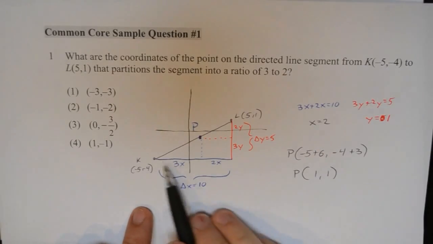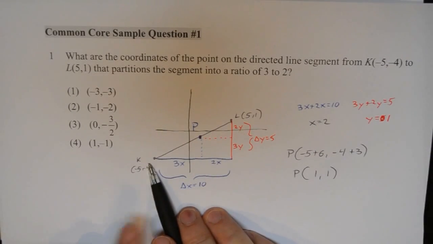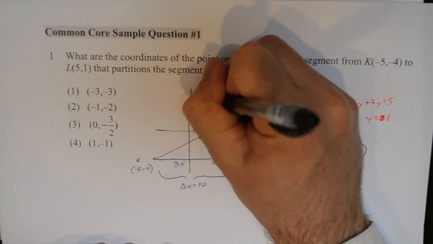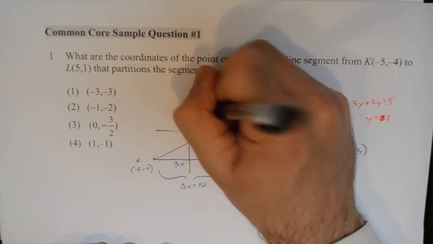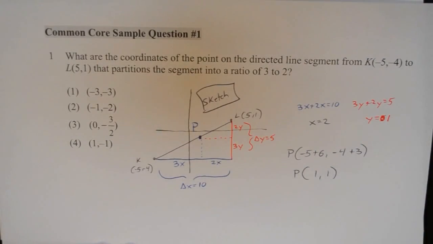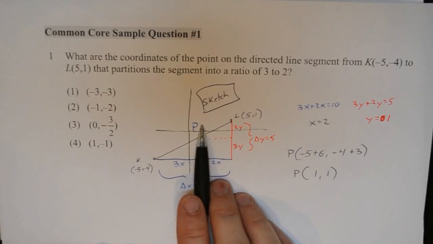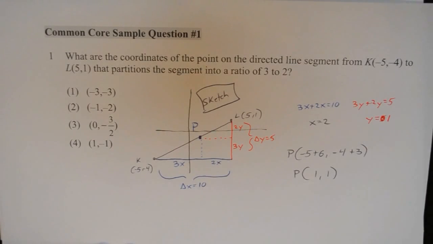So notice my graph isn't perfectly to scale, but that's okay because this was just a sketch, right? When I'm drawing something freehand like this, it's a sketch, not necessarily to scale, because (1, 1) would be a little bit higher over there. So that's all that means.